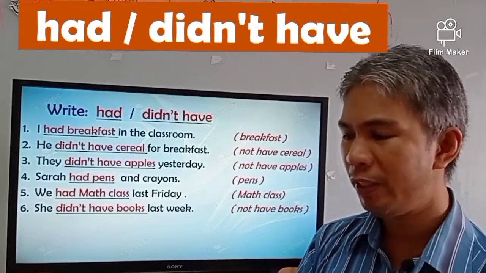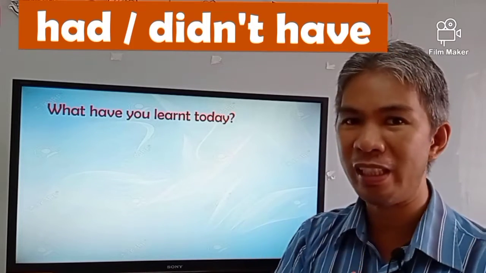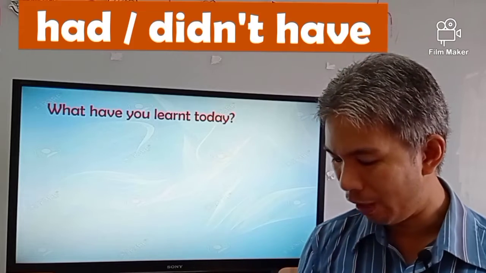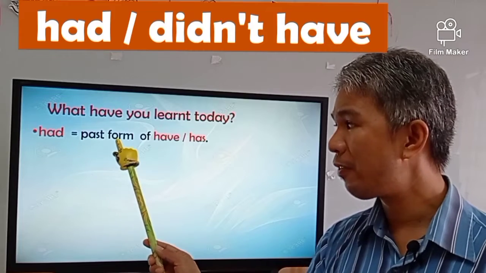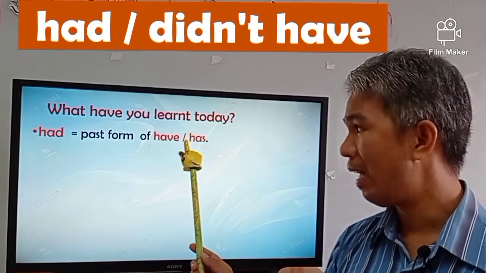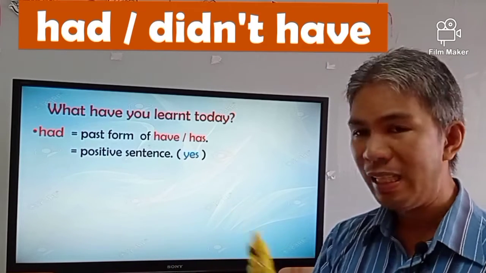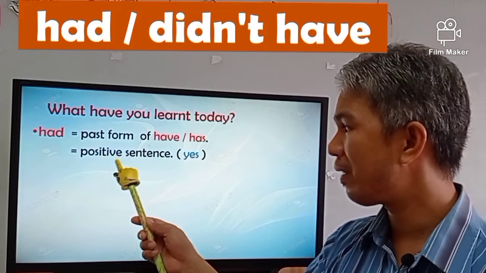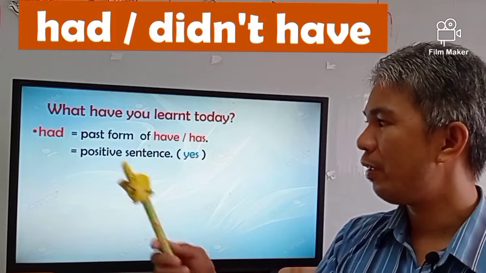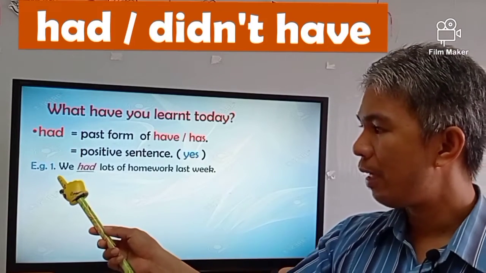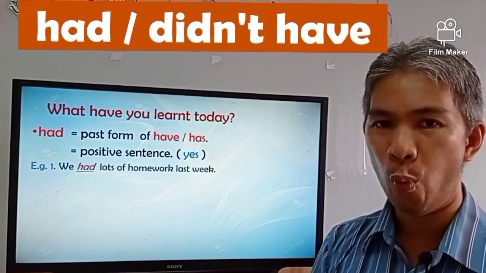So let's have a review. What have you learned in this video? What are the things that we have learned? So we have learned had. Remember, had is the past form of have and has. You can use it in positive sentences, because a positive sentence is yes or you are agreeing. So you use had. For example, we had lots of homework last week.